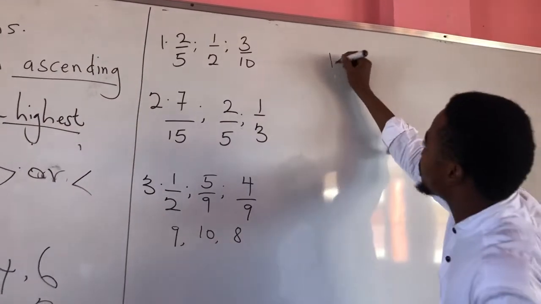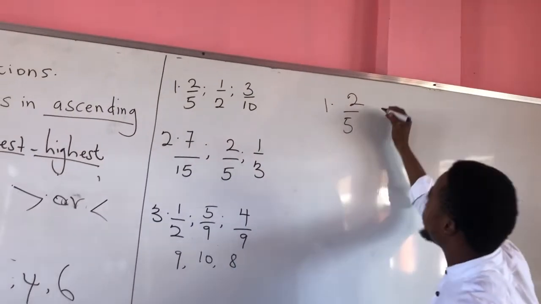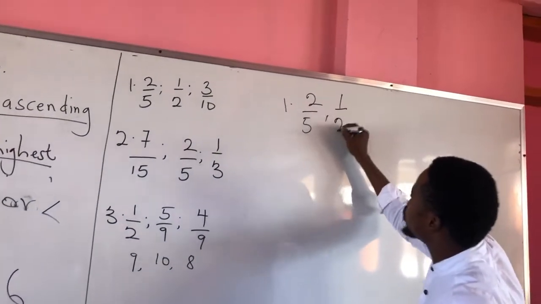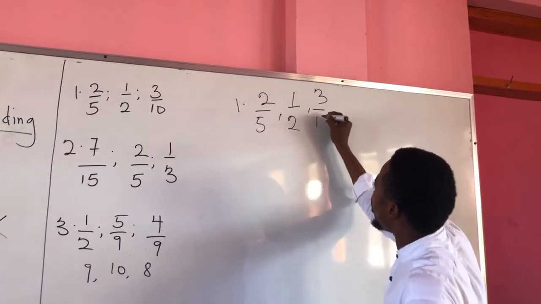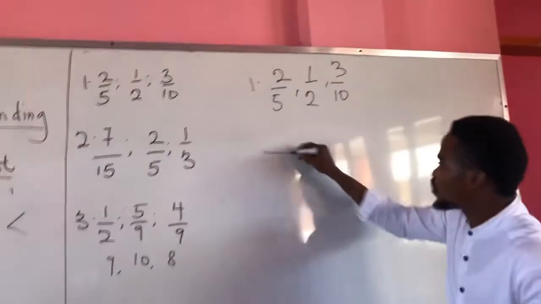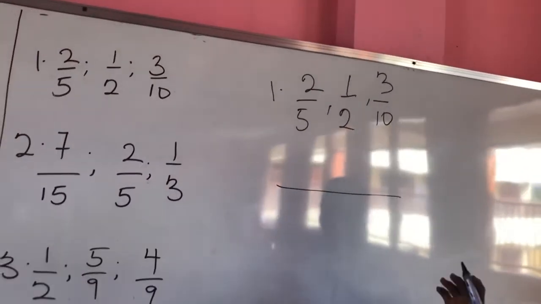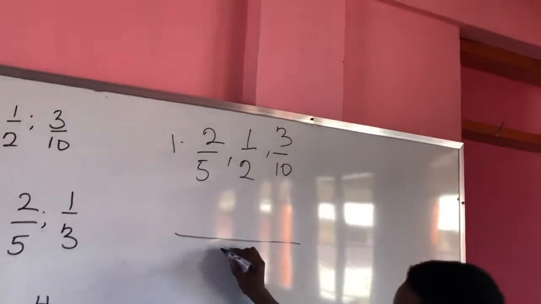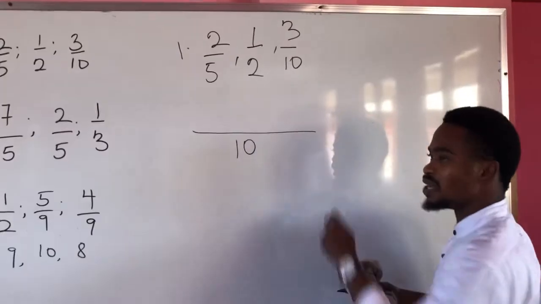So my first question is 2 out of 5, then 1 out of 2, and then 3 out of 10. So I look for my LCM, which is 10. This one is very easy. So my LCM is 10.